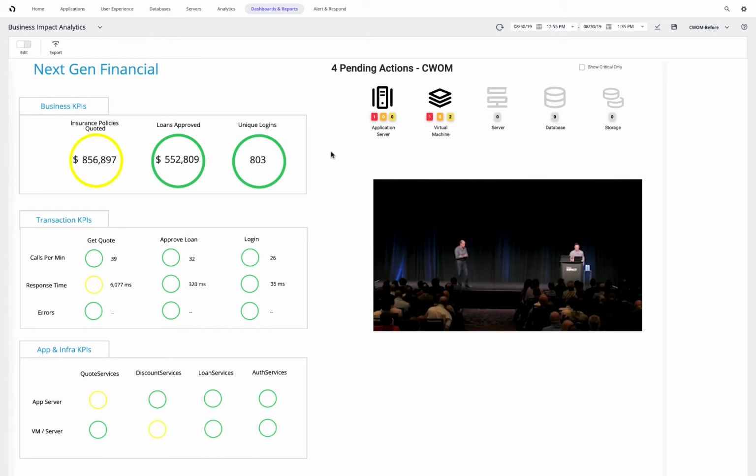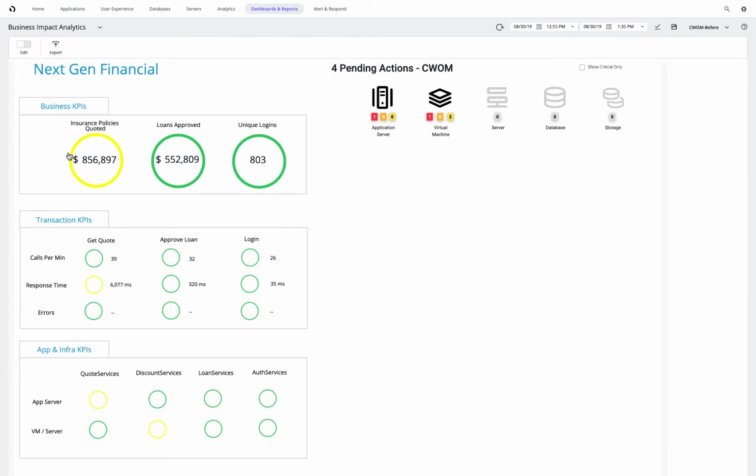Okay. So in this case, we're going to look at a few things. So this is obviously a financial services company. We're delivering things like insurance policies, maybe loans, retail banking. And immediately we notice that one of those key business metrics, in this case insurance policies, looks like it has a health problem, right? How do we know that? Well, we're looking at historical data to know that normally for this time in the day, we should be driving much higher dollars in insurance policies quoted.